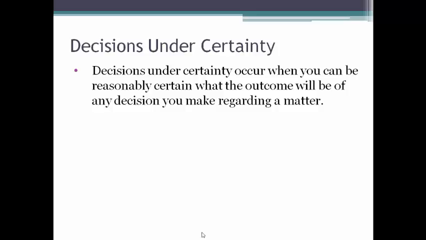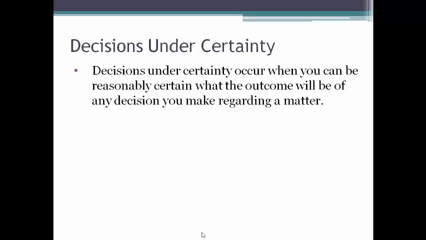If you're trying to decide whether or not to stay home or go to the park, it's theoretically possible that a meteor could hit the park before you get there, so there wouldn't be a park anymore and you couldn't go. But we're not going to worry about far out possibilities like that. If you can be reasonably certain if you decide to go to the park, you'll make it to the park. Reasonably certain if you decide to stay home, you'll stay home.